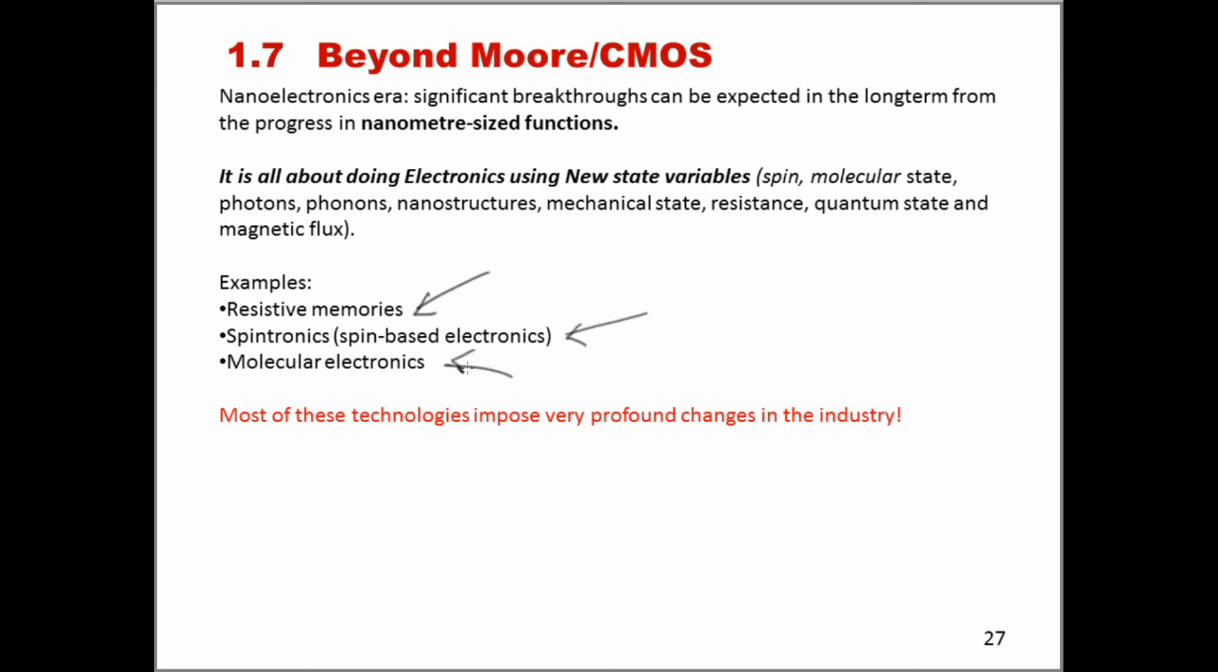So obviously the problem with this technology is that most of these technologies impose very profound changes in the industry, as we can understand. The current industry is focused and based on silicon. So we should remind, though, that the industry is currently based on silicon, and so all these technologies require that we switch from silicon to something completely different.